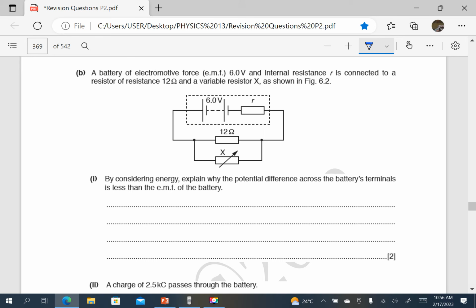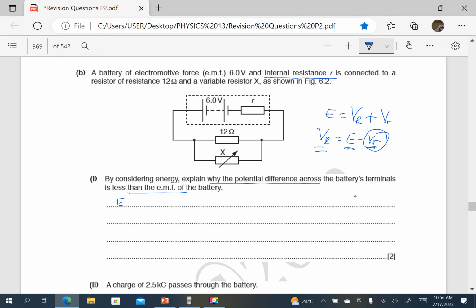By considering energy, explain why potential difference across the battery terminals is less than EMF. Here they said it has internal resistance R. That means the EMF is going to be equal to the terminal PD plus the PD across the small resistance R. So that means the PD across the battery, the terminal PD, is going to be the EMF minus VR. Because the battery has internal resistance, it means the terminal PD is not the same as the EMF.